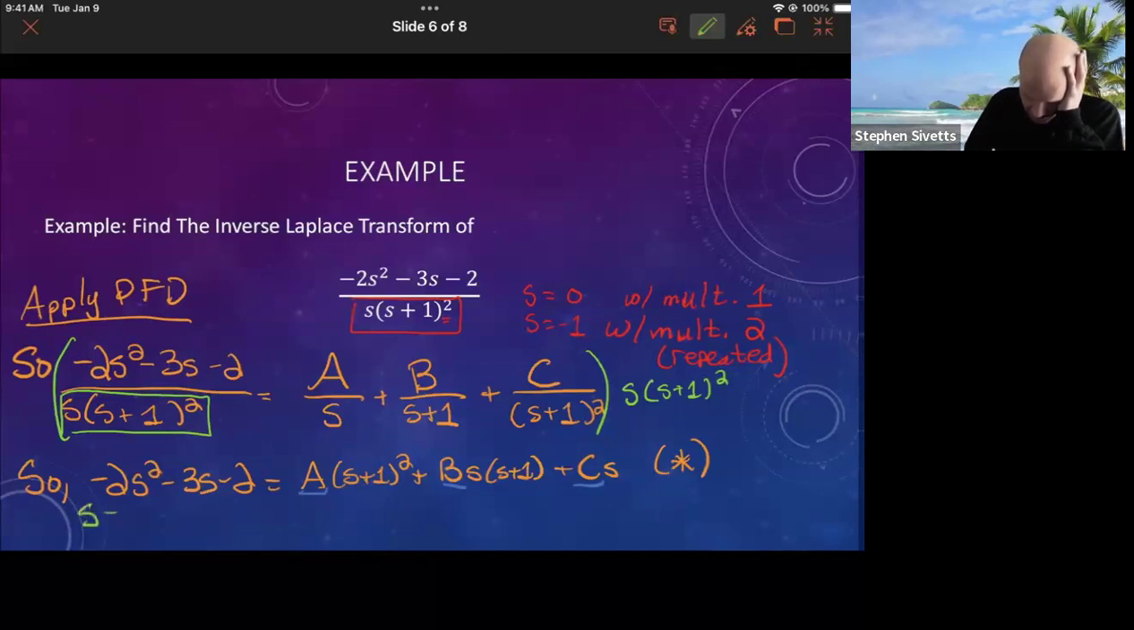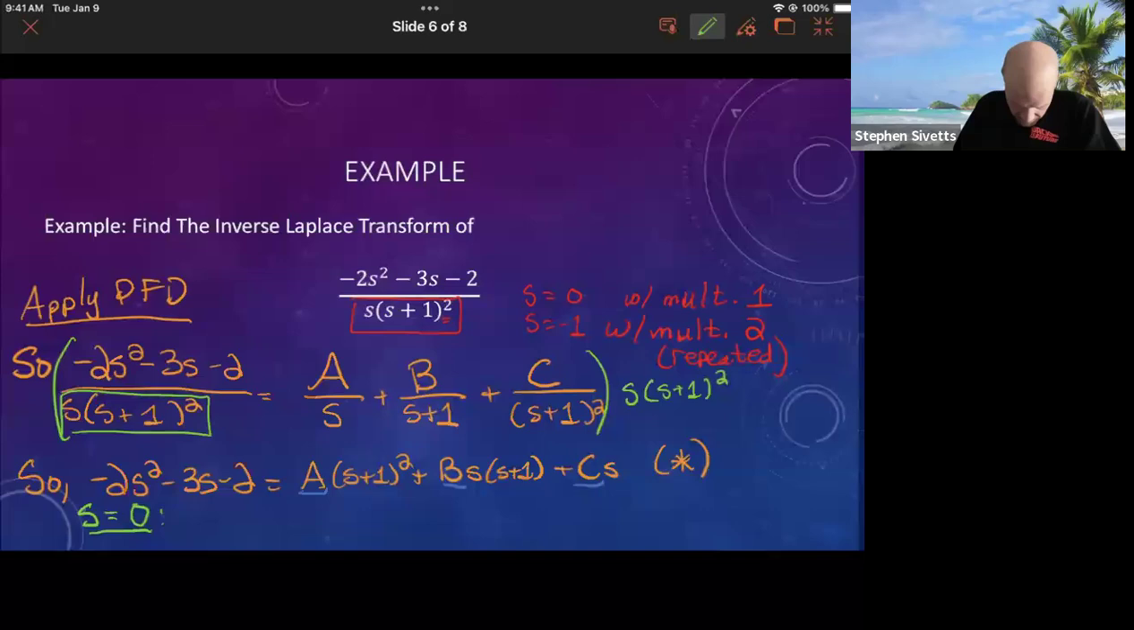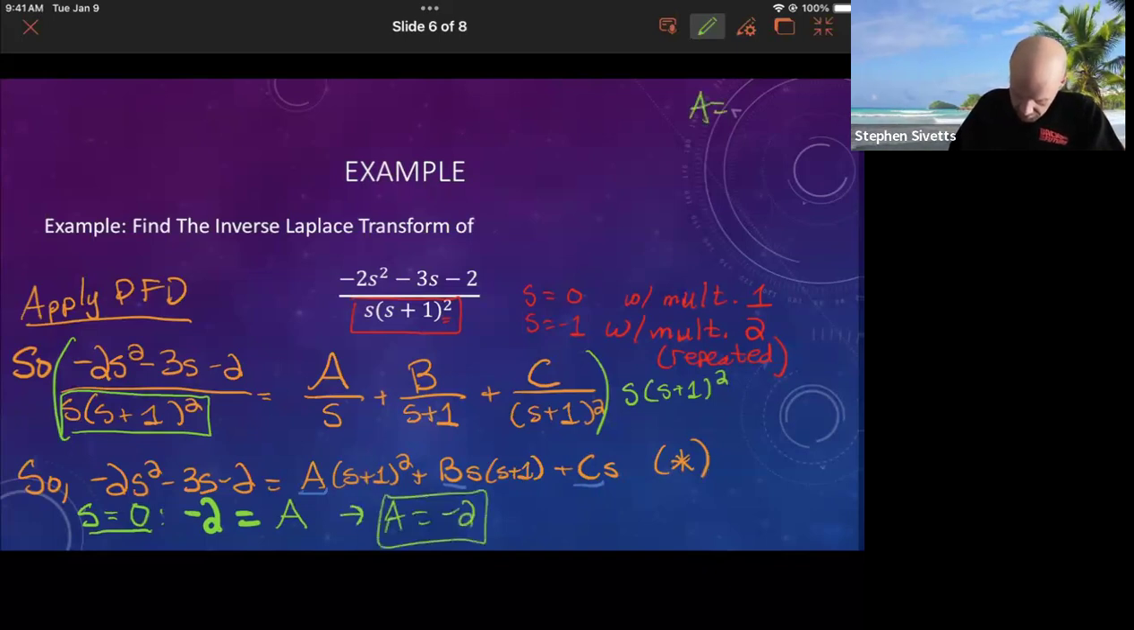In this case, we can pick different values for s. If s equals 0, that's a good choice. We know that the terms for b and c will cancel since s is 0. And on the left-hand side, we'll have negative 2 is equal to a times 1 squared. So this concludes that a is equal to -2. That's pretty easy. So a is -2, right?